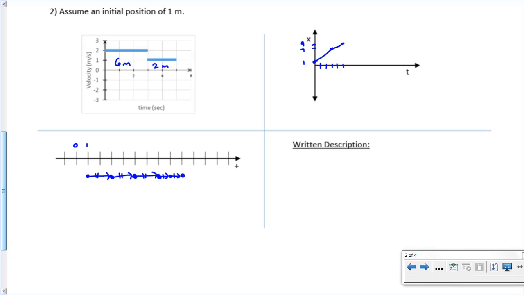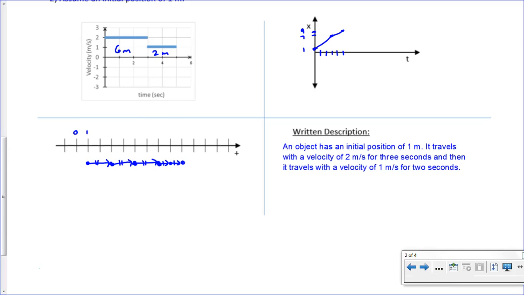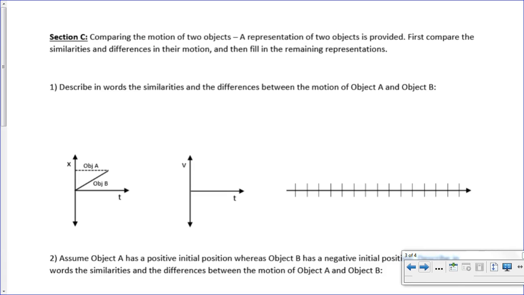So the initial position is 1 meter. That was given to us. And then it travels with a velocity of 2 meters per second for 3 seconds. And then it continues on, and it travels with a velocity of 1 meter per second for an additional 2 seconds. All right, and that is that for those.